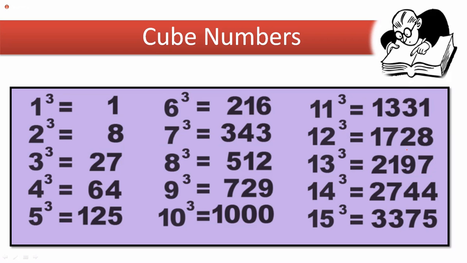1 cube is 1, 2 cube is 8, 3 cube is 27, 4 cube is 64, 5 cube is 125, 6 cube is 216, 7 cube is 343, 8 cube is 512, 9 cube is 729, 10 cube is 1000, 11 cube, a very important number, is 1331, and 12 cube is 1728. So remember 1 cube to 15 cube, and it would be easy to tackle the questions.